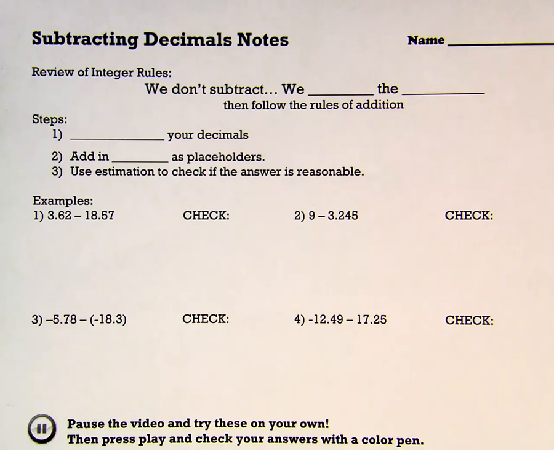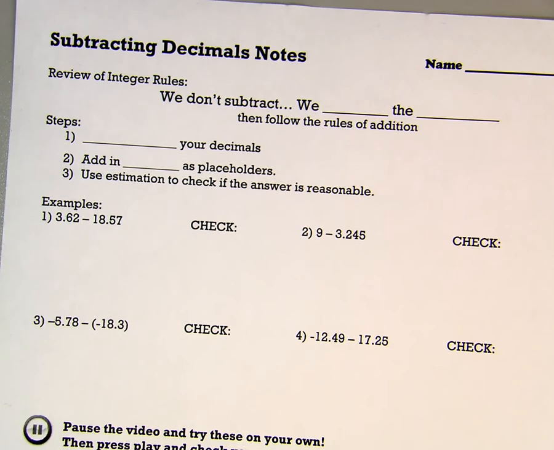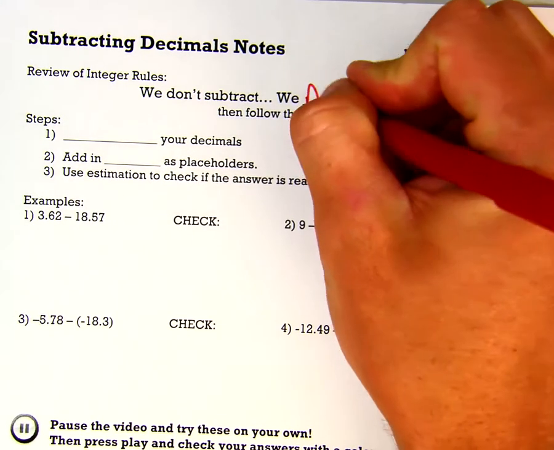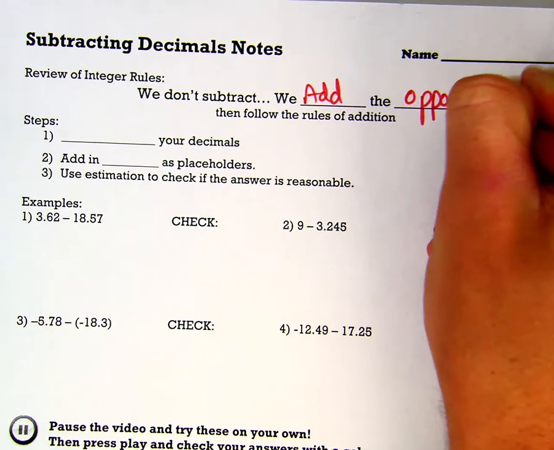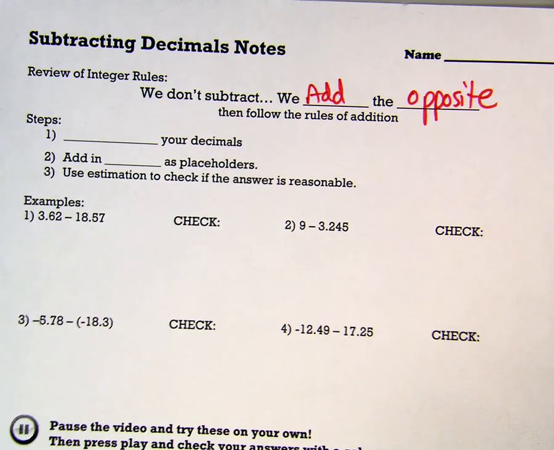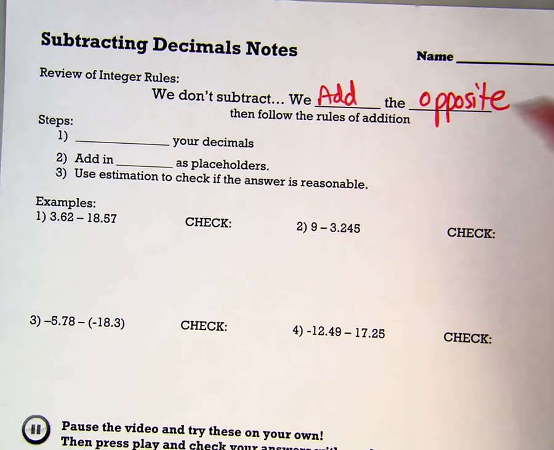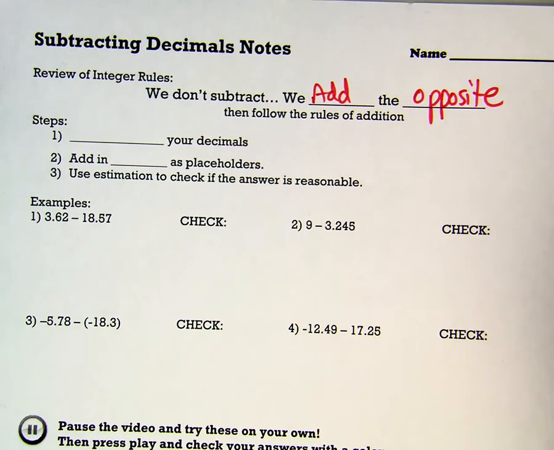Alright, today's lesson is on subtracting decimals. Again, we're going to go ahead and review our integer rules because they're all going to apply here. So the first one is we don't subtract. We add the opposite. Alright, and then after we change it to an addition problem, we're just going to go ahead and follow our addition rules.